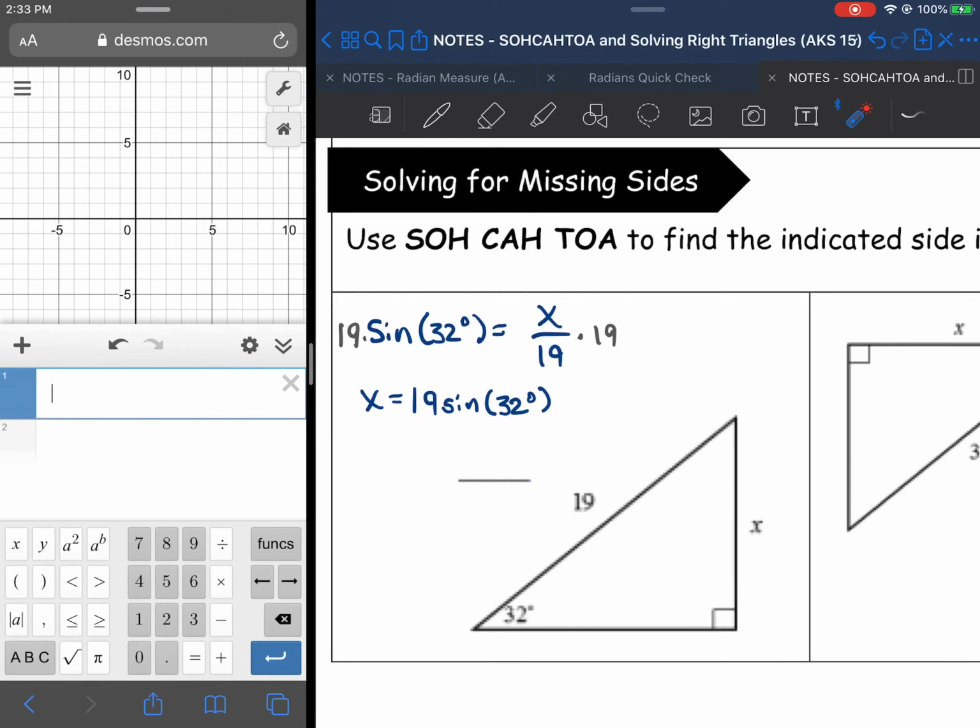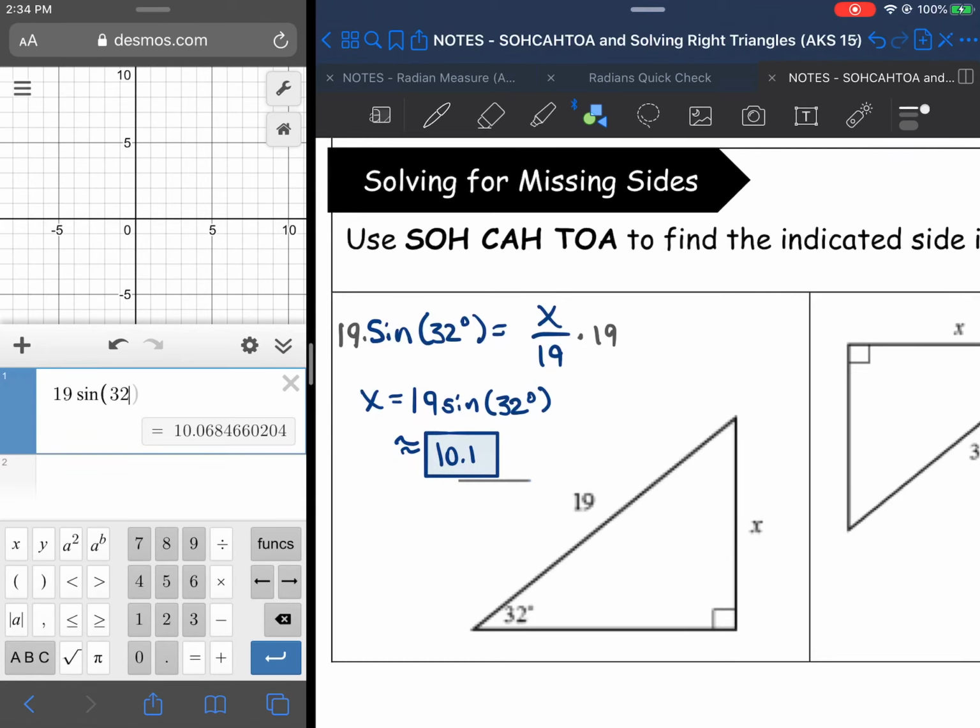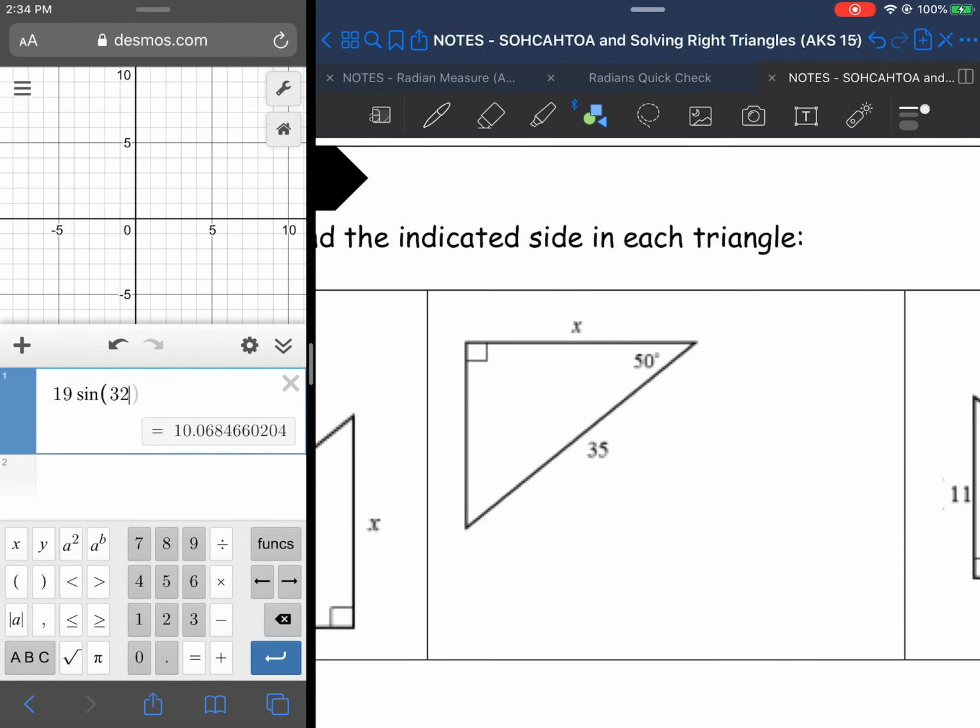And now we can just type in 19, and using the functions button, sine of 32. And that's going to tell us that x is approximately 10.1. Okay, let's try another problem.